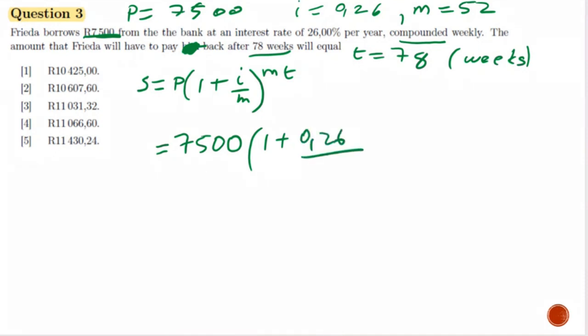Okay, what is your M? The compounding period, it is 52. And I want to come back to you. What is your MT? I just want to hear different answers. What will be your T? That is your N. What should I put here in this context? It's 78 over 52. 78 over 52.